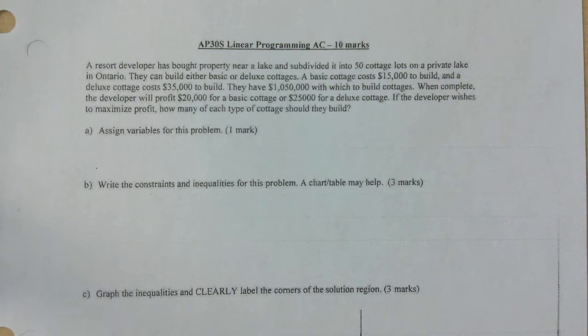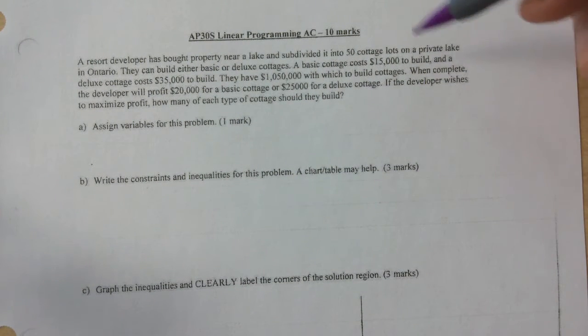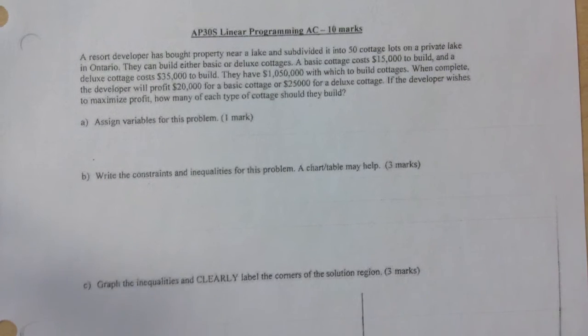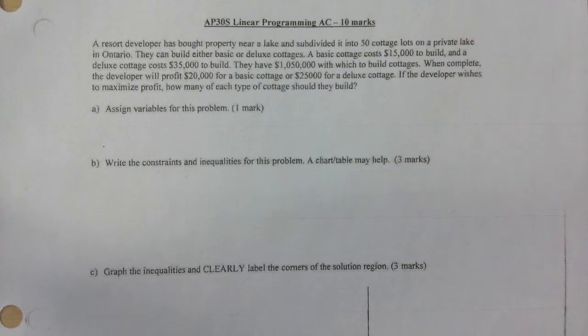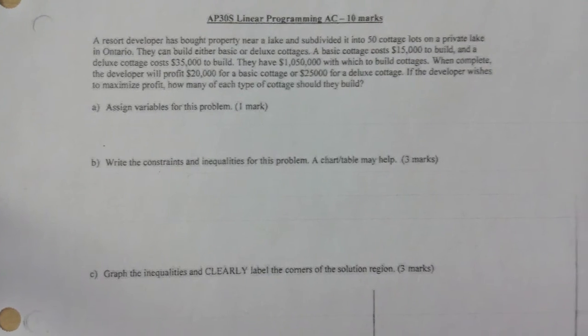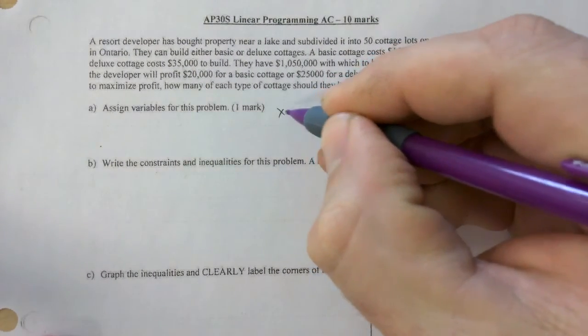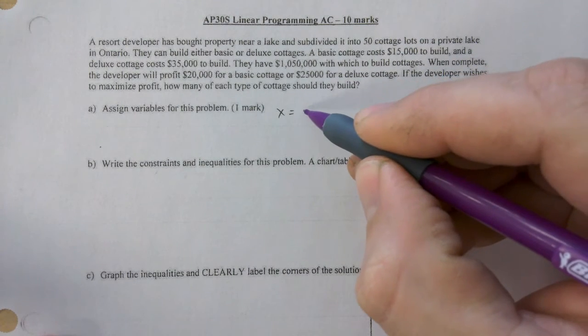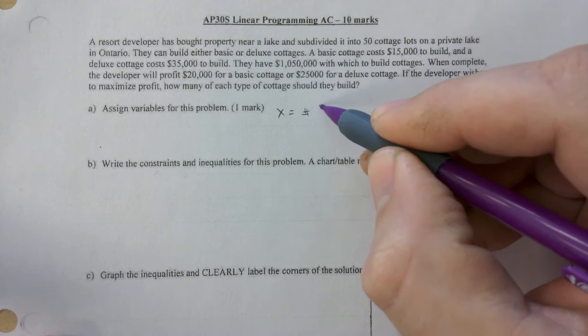We were told that a piece of property is being subdivided into smaller lots, obviously to sell, right? The idea here is to read the question, interpret what is happening, and figure out how to come up with my inequalities. So we determined that X would represent the number of basic cottages, right?